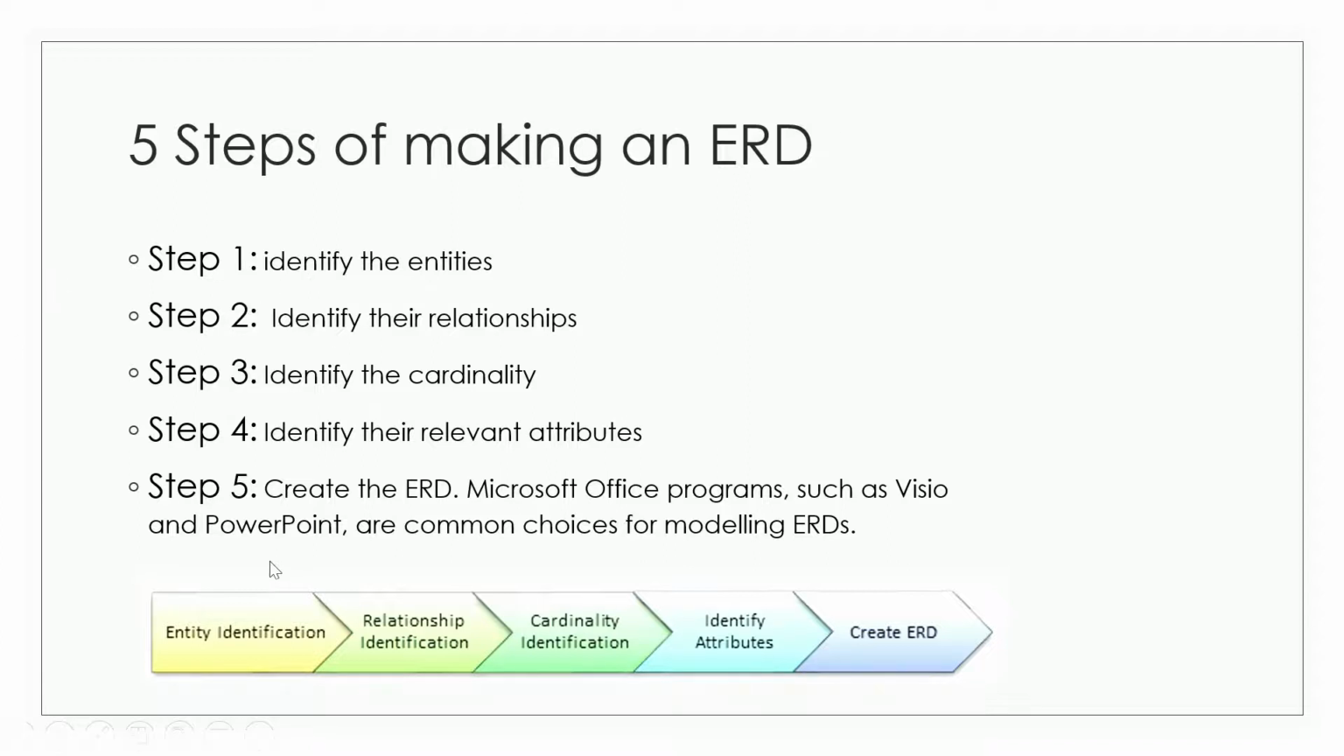So the first step, identifying the entities. The second step is identifying the relationships. The third step is identifying their cardinality. The fourth step is identifying the relevant attributes we want to model. And then the fifth step is creating the ERD.